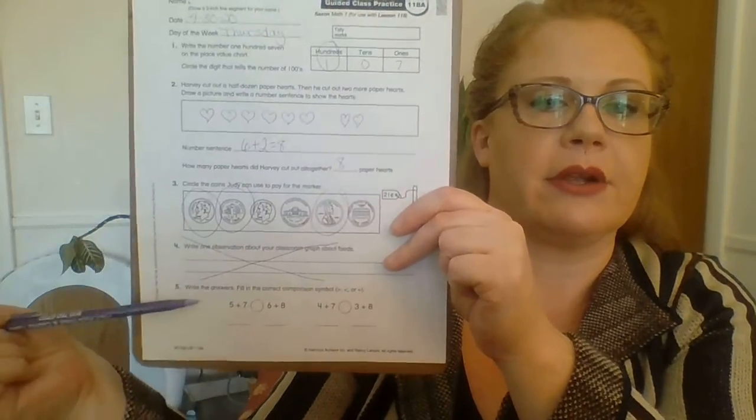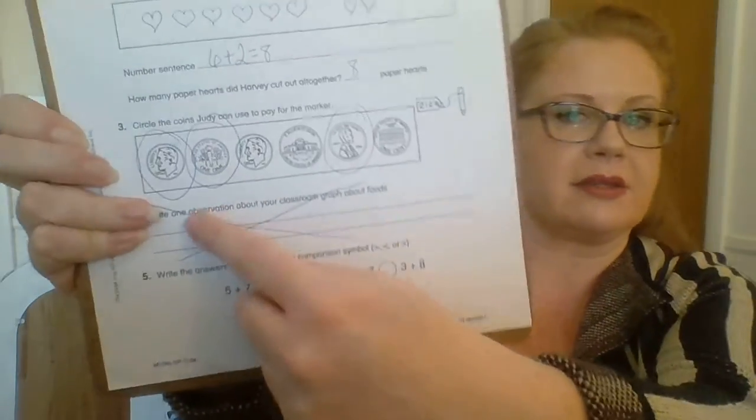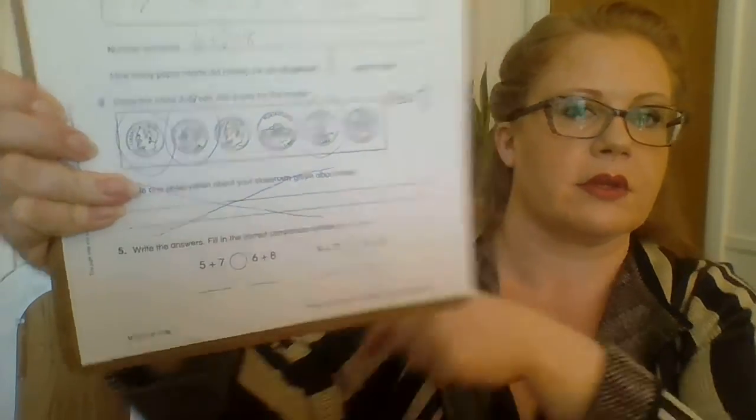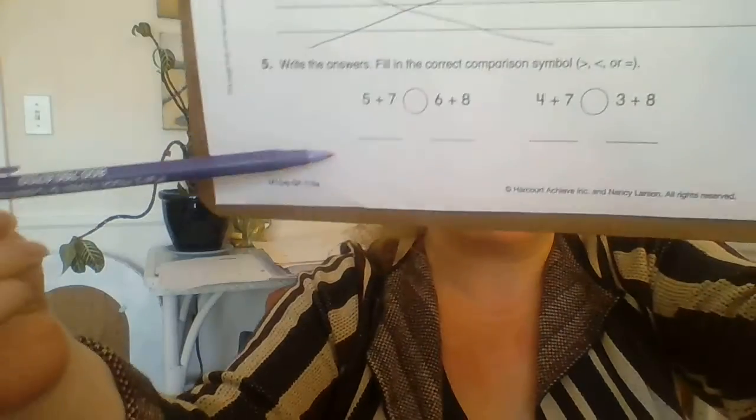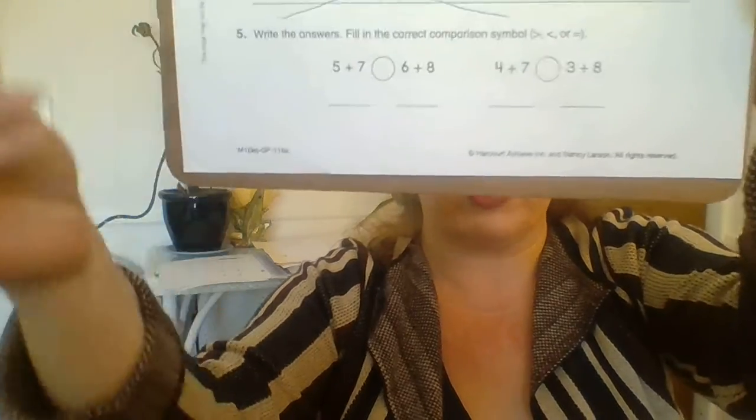So let's skip down here to number 5. Okay, so you can put an X on your number 4 like I did. Okay, all right, number 5 says write the answers. Fill in the correct comparison symbol. So you have greater than, less than, and equal to. Okay, remember we talked about that with the hungry, greedy alligator. Okay, but if you look down here, we have to add these numbers before we can tell which one is bigger than, greater than, less than, or equal.